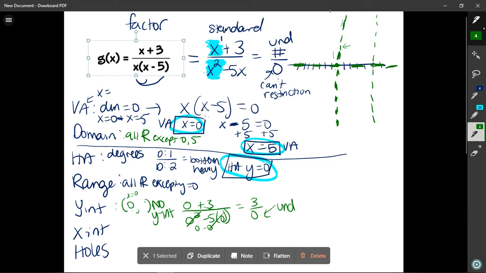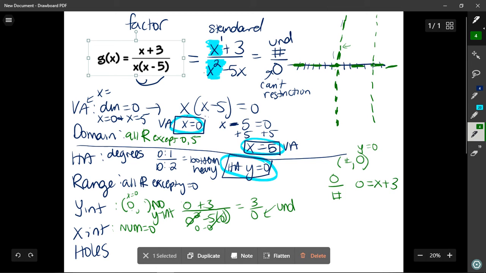So that's none. Now for the x-intercept, we can set the numerator equal to 0 this time. For an x-intercept, since we actually want a real solution, we can only have a fraction that is 0 over a number. The denominator cannot be 0 because we're not trying to find restrictions, we're trying to find the x-intercept. So for the x-intercept, it's going to be a number comma 0. Y will be 0 this time. So I'm going to take 0 equals my numerator only. Then I can solve this, subtract 3. X is going to equal negative 3.